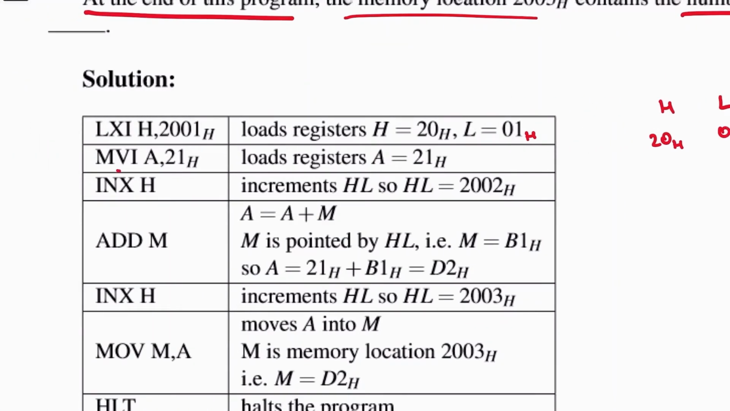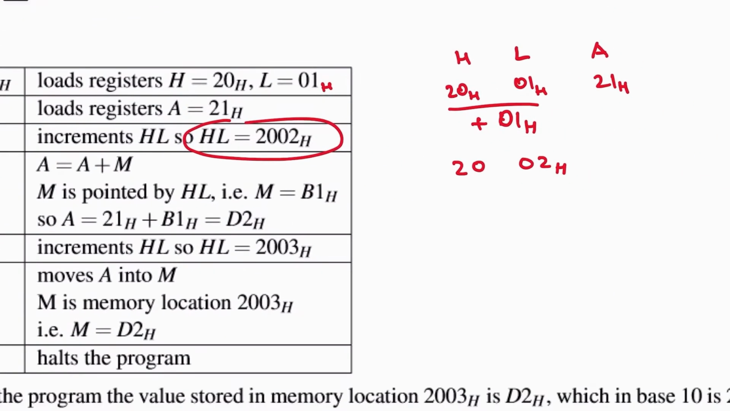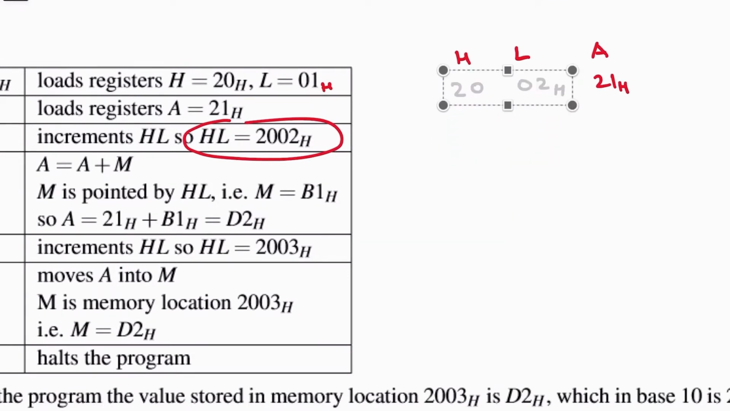So INX H is to increment the HL register pair, with the L corresponding to the lower byte and H corresponding to the upper byte. So the HL which contained 2001 becomes plus 01H, that is what INX does, to become 2002H. So this is HL. So let's update the states of our registers.